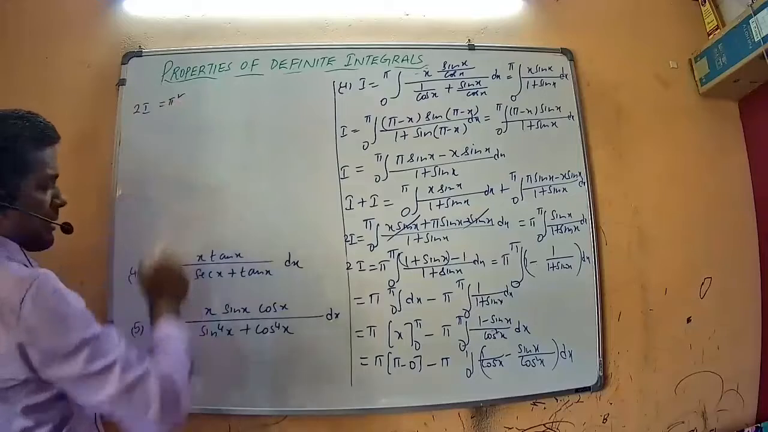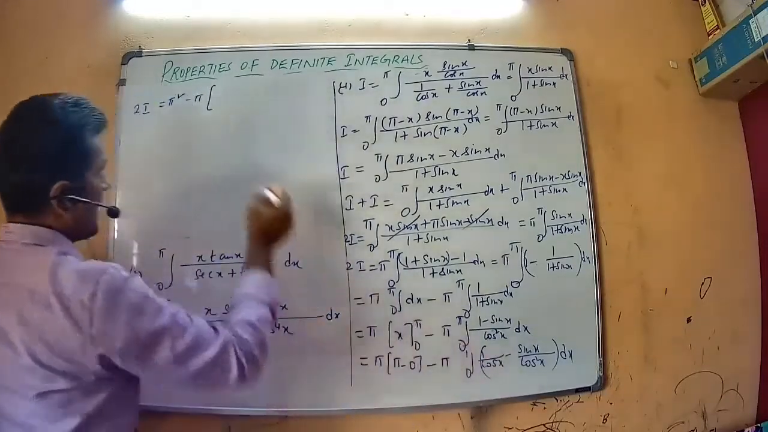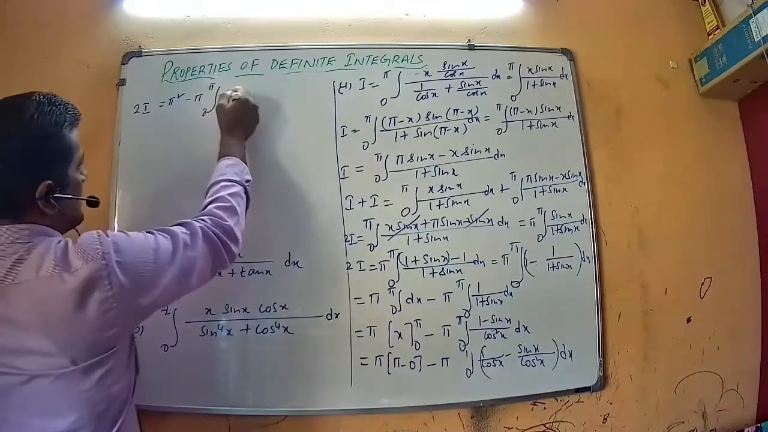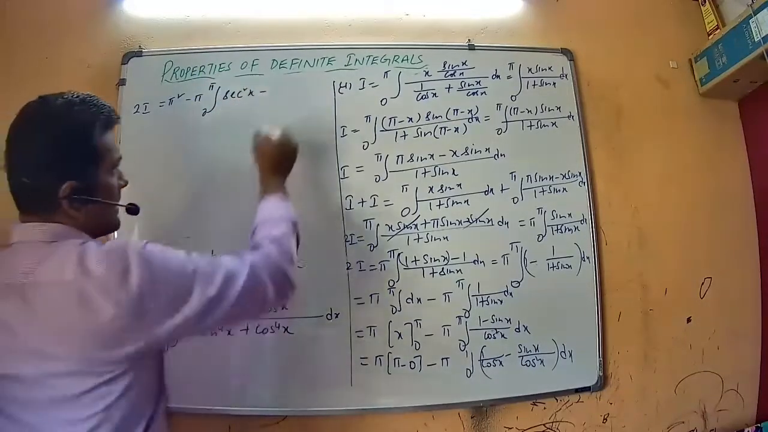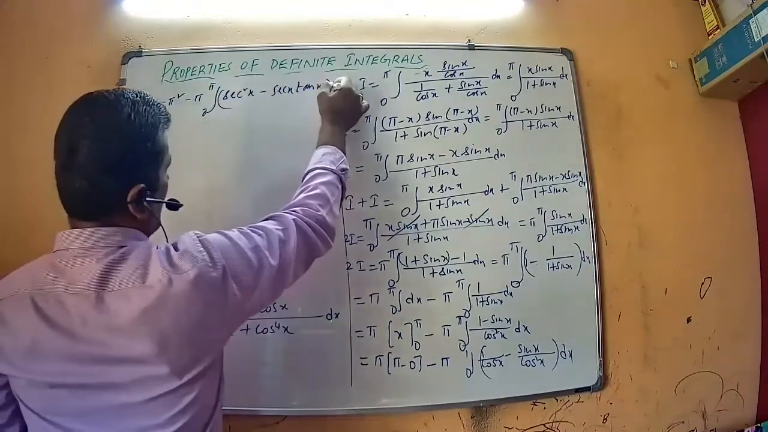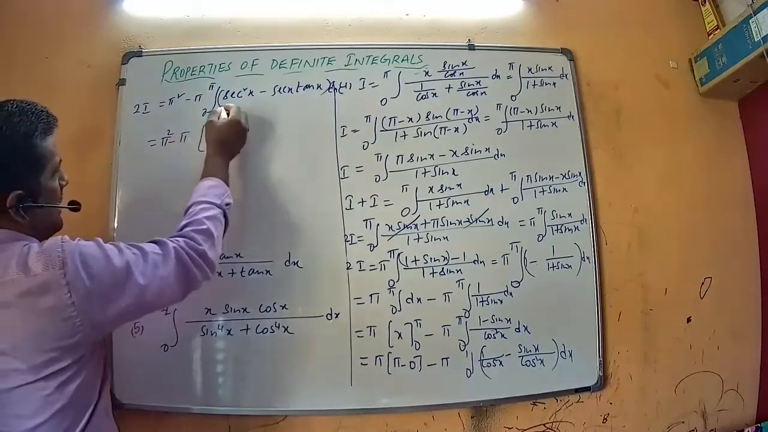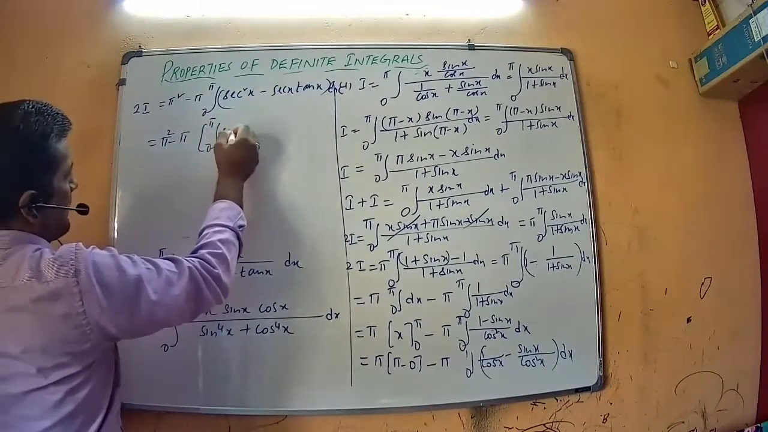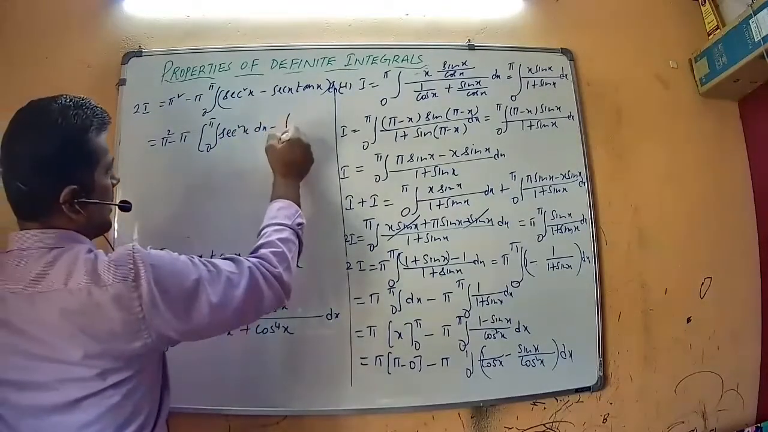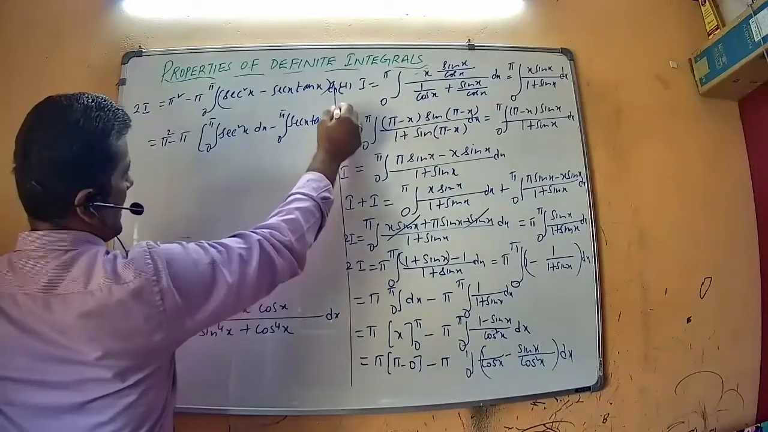Okay, LHS is 2I only. This is minus of pi into the integral of secant square x minus secant x into tan x dx. Now here also split. So what happens? This is pi square minus pi into the integral of 0 to pi secant square x dx minus the integral of 0 to pi secant x tan x dx.